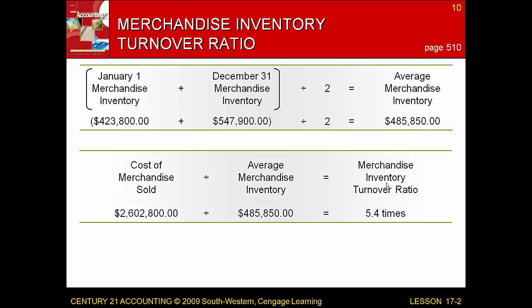That means that the inventory is being sold 5.4 times in a year. So let's take a look at what that means for days. The average number of days sales in merchandise inventory is 68 days: 365 divided by our turnover ratio of 5.4. Last year, Hamilton had a turnover ratio of 6.2 times, resulting in the average number of days in merchandise inventory of 59.